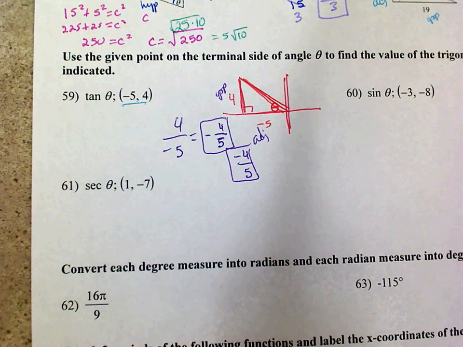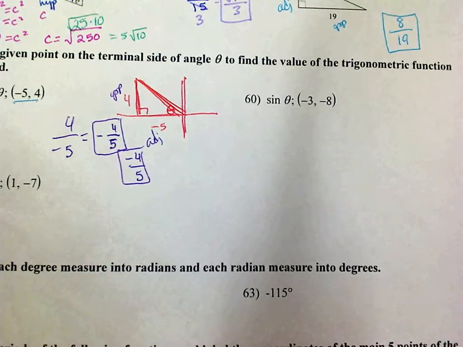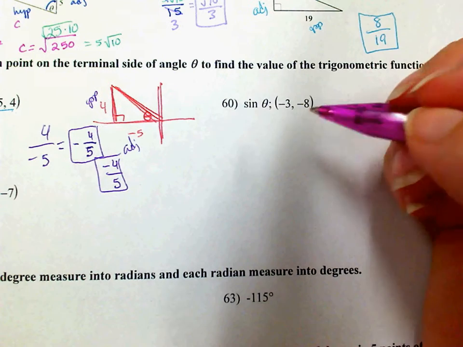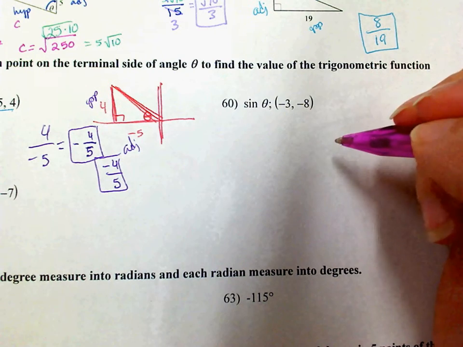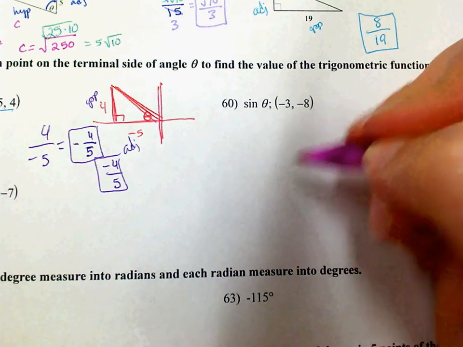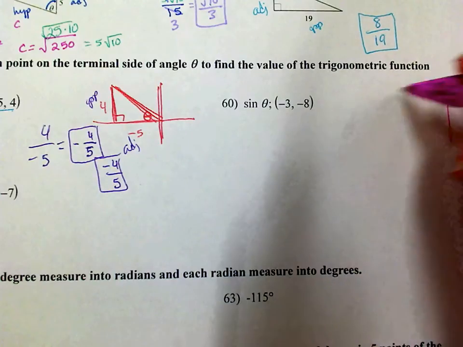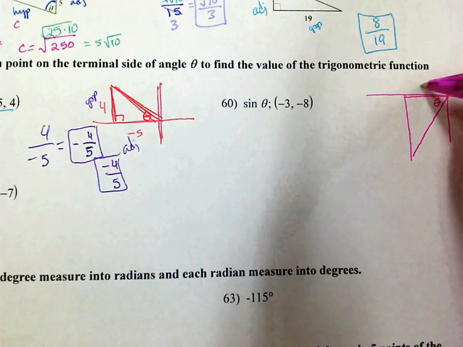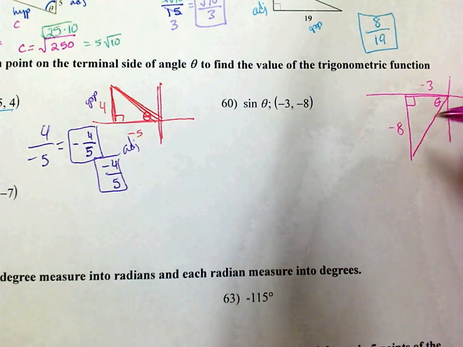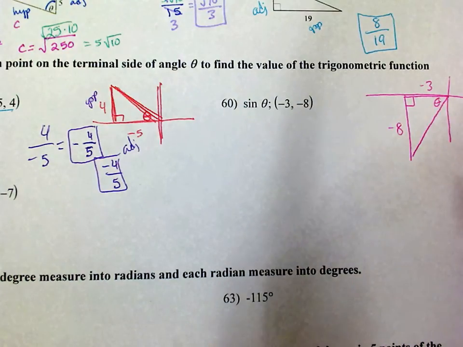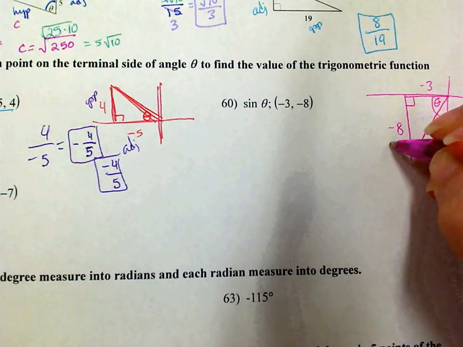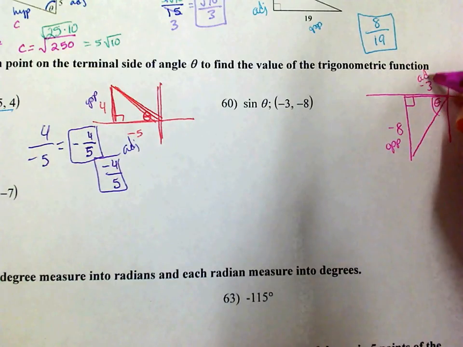And then on number 60, we plot the point negative 3, negative 8. So think about going left and then down, which puts us in the third quadrant. So negative 3, negative 8. There's theta. And I need to find sine of theta. So sine is opposite over hypotenuse, and I see that I have opposite and I have adjacent, but I do not have the hypotenuse.